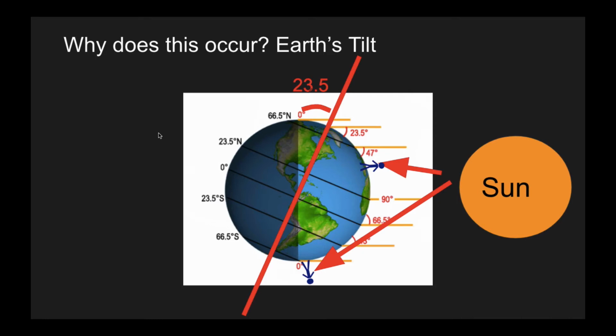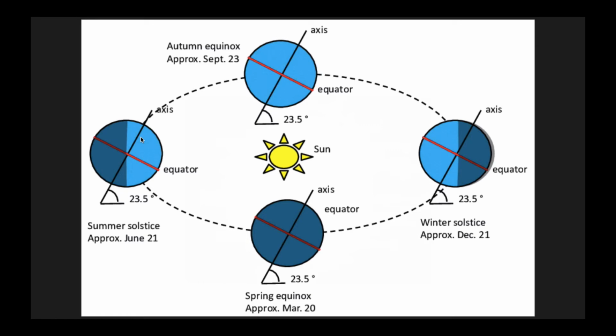Well, to understand that, we have to look at the revolution of the Earth around the sun. So here's a diagram that shows us the revolution of the Earth around the sun. If we go here to the summer, we'll see that the summer solstice occurs on June 21st, which is the first day of summer. It's also the longest day of the year for people in the northern hemisphere. The top of the Earth is tilted towards the sun, making the angle of sunlight higher in the sky.